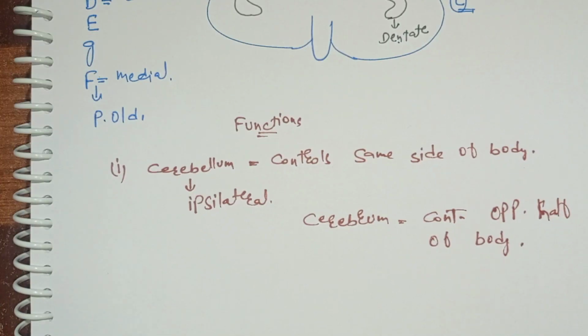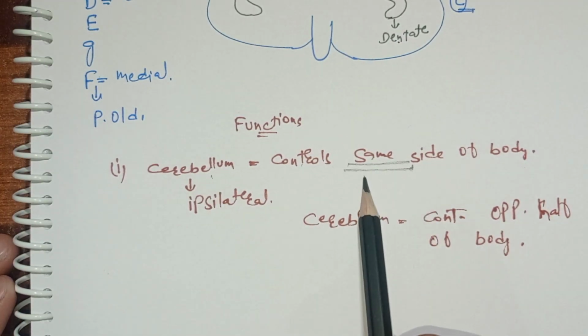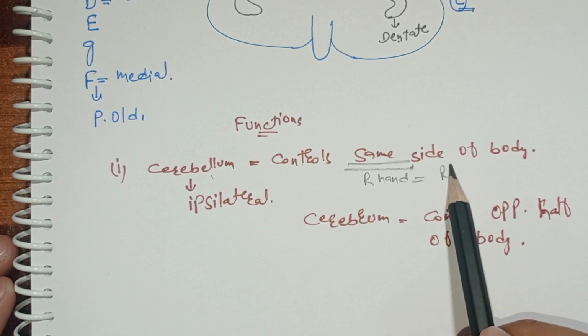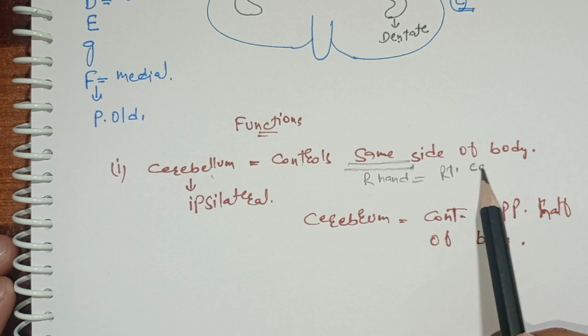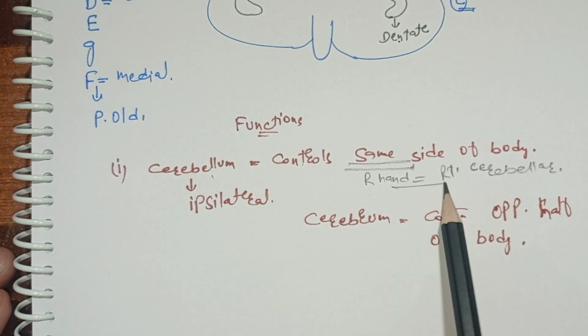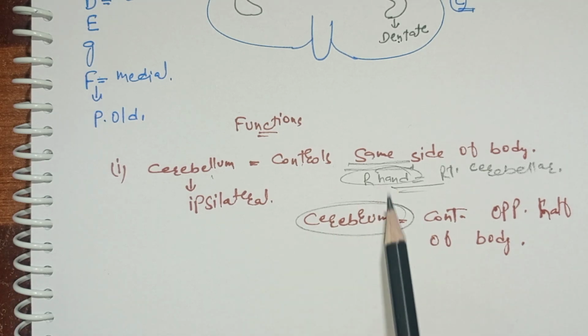So we can say that the cerebellum controls the same side, because the patient was moving the right hand, and the activity was seen in the right cerebellar hemisphere. While it was opposite in the cerebrum. Clearly, the patient was moving the right hand, but the activity was seen on the left side of the cerebrum. This is the first function of the cerebellum.